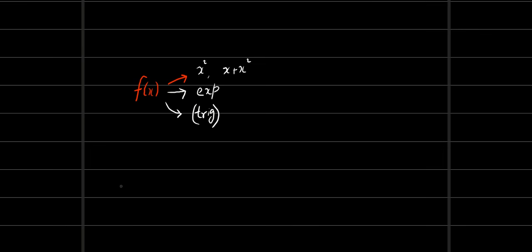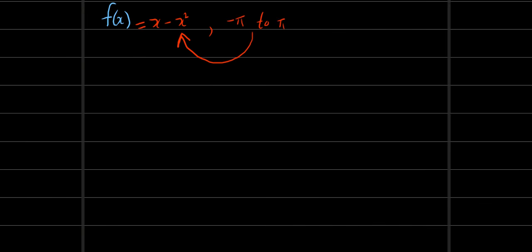Okay, now let's not waste time. Let's start with the first numerical. So I hope you're ready with a pen and a paper. So let's start. So look at this. Find the Fourier series representation. So please note the question. Find the Fourier series representation for the function x minus x square. And the interval is also given.